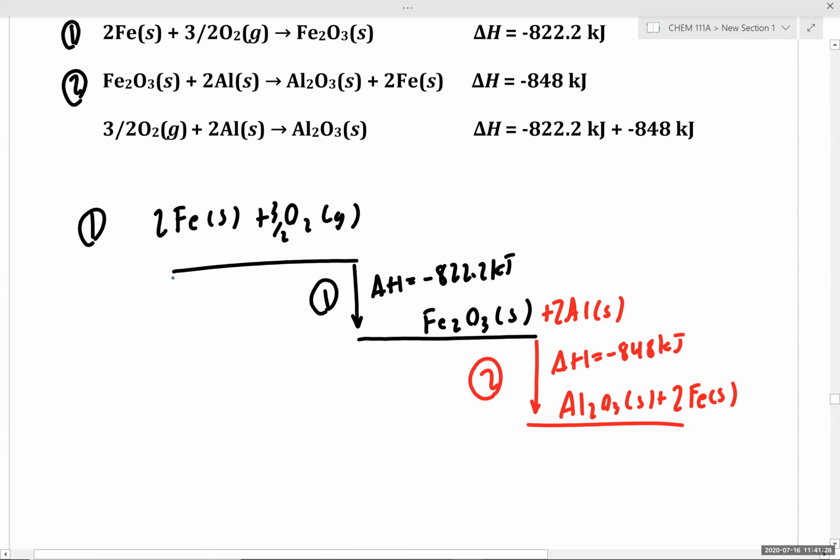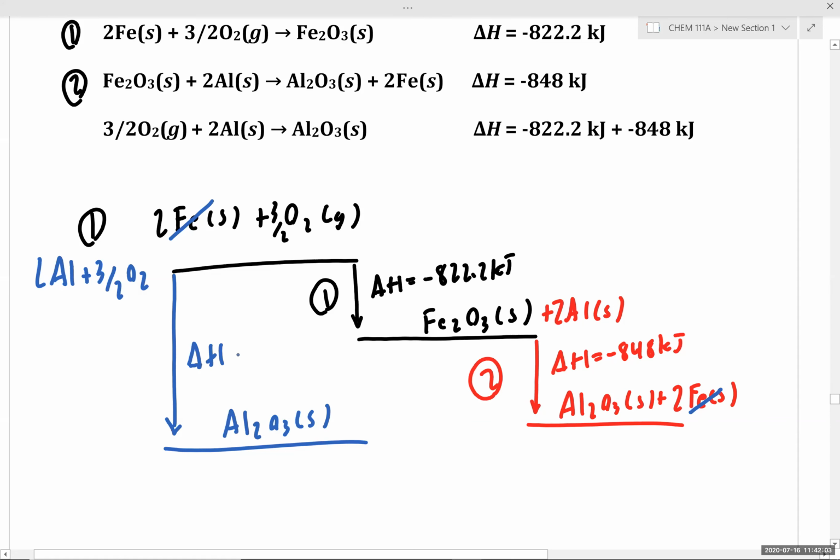So if we add our steps together, net, our iron cancels. Our iron oxide is just an intermediate that is neither in the reactant nor product side of our final expression. Net, we have an equation where we've taken aluminum plus oxygen, and we've generated as our final product aluminum oxide solid. And our delta H is equal to the enthalpy of step 1 plus the enthalpy of step 2.